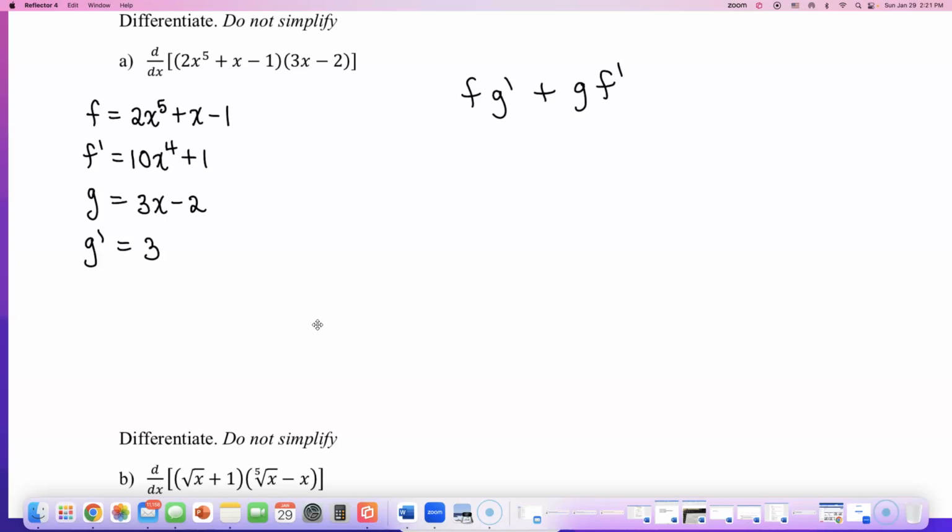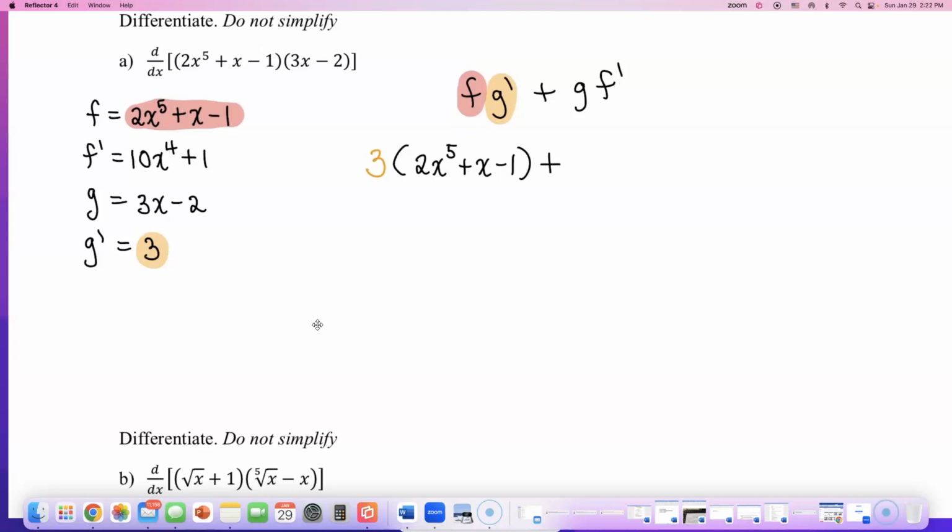First is that expression. So I'll say 2x to the fifth plus x minus 1. So that was this. Now I need to multiply this by g prime. And g prime is simply 3. So I'm just going to put it in front of this. Okay, I'll just put it right here. It's 3 right there. And then I'll do plus sign.